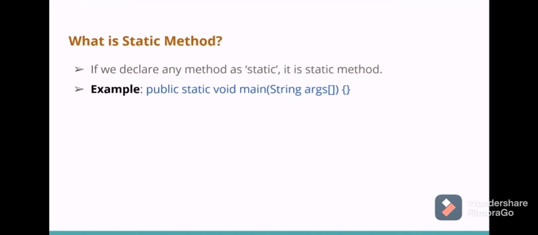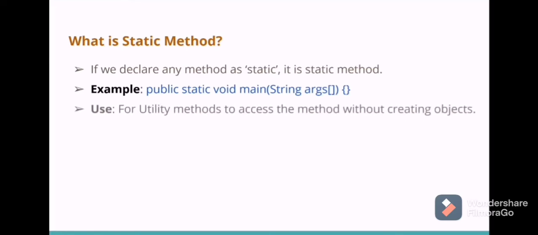Now let's see what is static method. If we declare any method as static, then it is static method. Best example is main method: public static void main(String[] args). Why it is used means mainly to create utility methods. That is, if you want to perform some mathematical calculations like finding average marks of a student, we can make that as static method. And so without creating object itself, we can access that method.